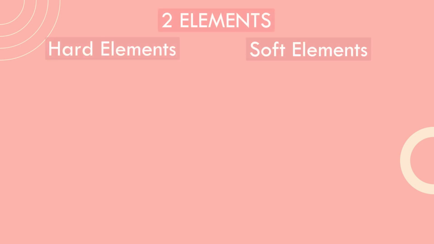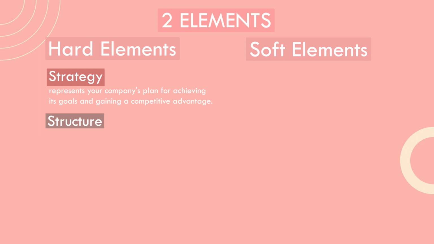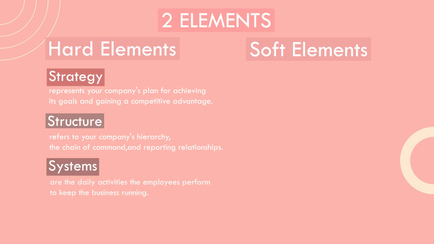There are 2 types of elements, hard elements and soft elements. Hard elements are easily identifiable elements under the management's control. They include strategy. Strategy represents your company's plan for achieving its goals and gaining a competitive advantage. Structure. Structure refers to your company's hierarchy, the chain of command, and reporting relationships. Systems. Systems are the daily activities the employees perform to keep the business running.